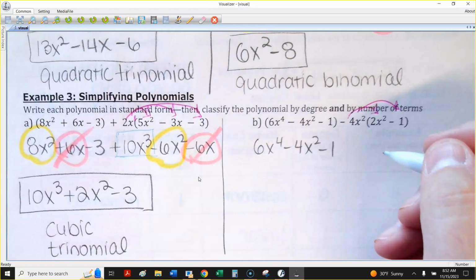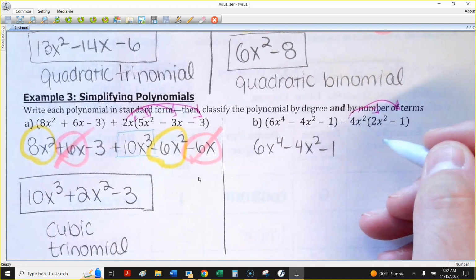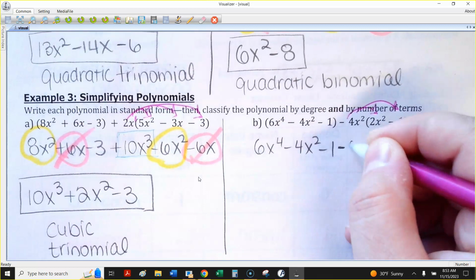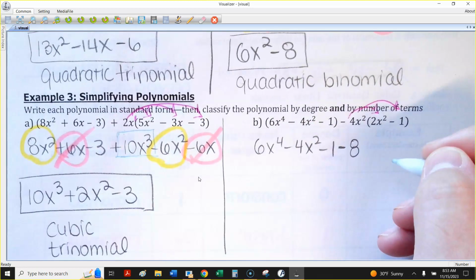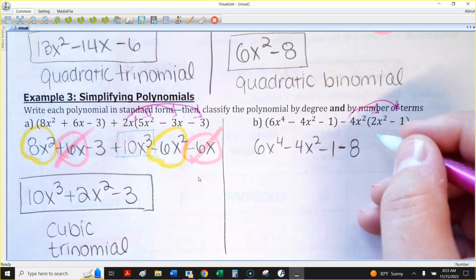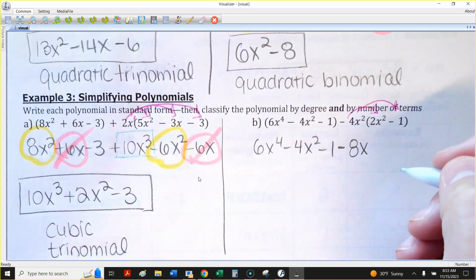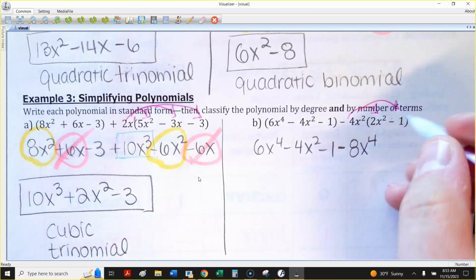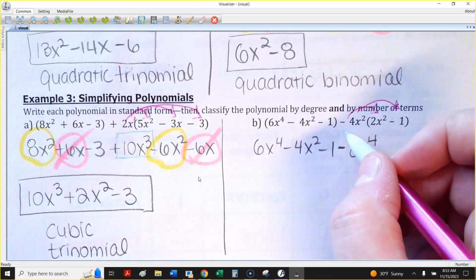Okay, if I do negative 4x squared times 2x squared, we're just going to multiply the numbers, so that would be negative 8. What would our exponent be on that term? X to the what? Fourth. 2 plus 2 would make that 8x to the fourth there. All right, now distribute this like it's a negative 4 question.